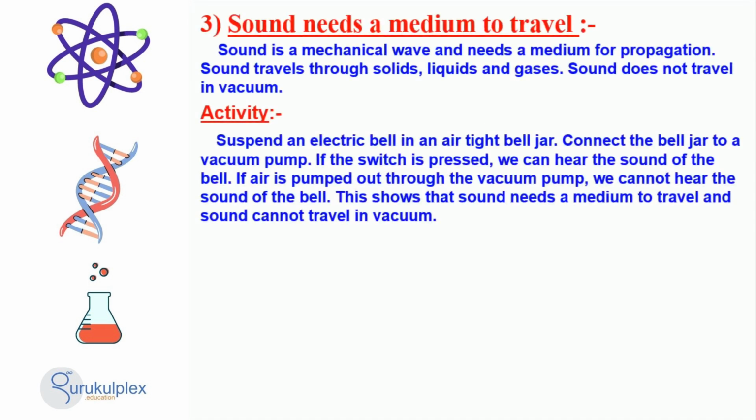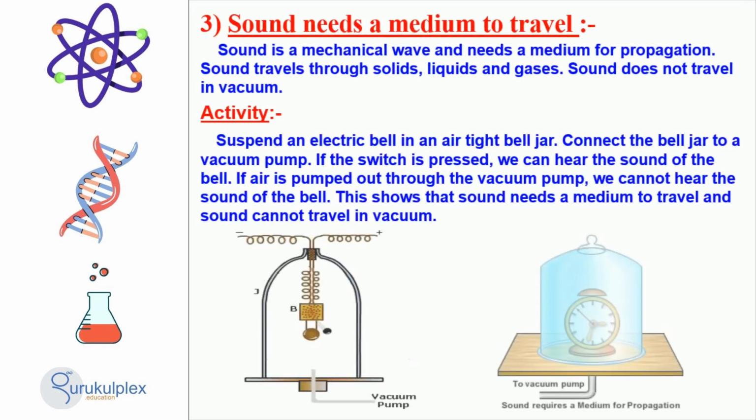When the switch is pressed on an electric bell suspended in an airtight bell jar, the sound of the bell can be heard. This illustrates that sound needs a medium to travel, and that medium can be air, solids, liquids, and gases. However, if air is pumped out of the bell jar, the sound of the bell is no longer heard, demonstrating that sound cannot travel in vacuum. Bell jars, electric bells, and corks are often used to demonstrate this concept.